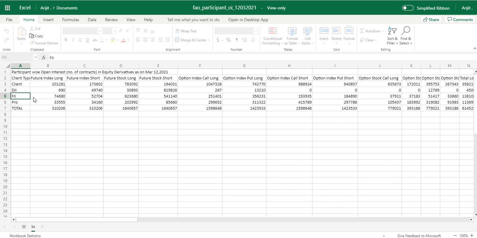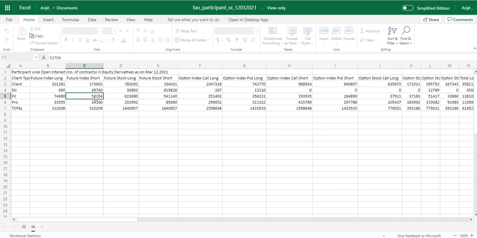So FII have, as on 12th March, 74,680 index future long. Now index here means Nifty, Bank Nifty, all the tradable indexes, so it's the total position of all indexes. They don't tell how much of these contracts are in Nifty or Bank Nifty. The next one is future index short. Now they can trade both sides, right? They can have long and they can also have short. So this much are the contracts they have on the short side in the index as on 12th March.